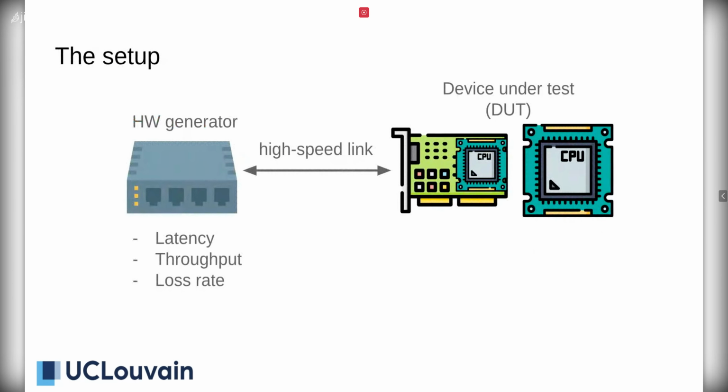We have a hardware generator which measures latency, throughput, and loss rates, and we connect it directly to our device under test through a high-speed link. Here, the hardware generator is important because ASNI has very high performance, so if we want to test it, we also need something which has very high performance. In this case, we had to use a hardware generator to match the performance of ASNI.